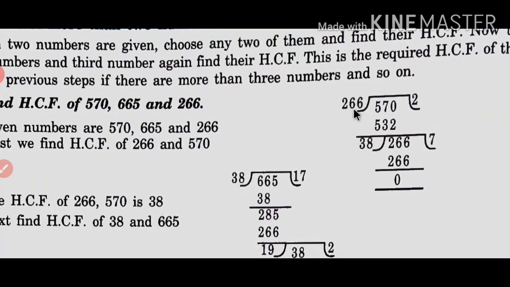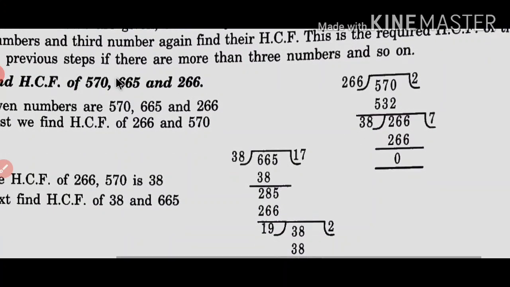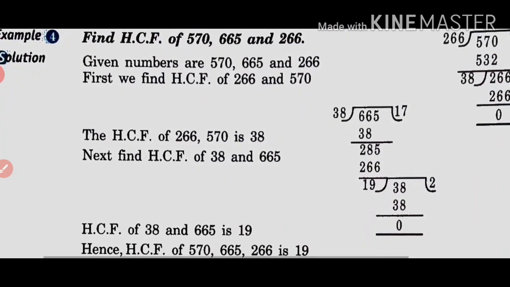Now we have to divide 266 by 38. We know that if we divide 266 by 38 it comes 7 times. Now you can see the remainder is 0. It means the HCF of 266 and 570 is 38. Now the last number 665 is left. The next step is to find the HCF of 38 and 665. We have to find the HCF of the third number with the HCF of these 2 numbers. So find the HCF of 38 and 665.